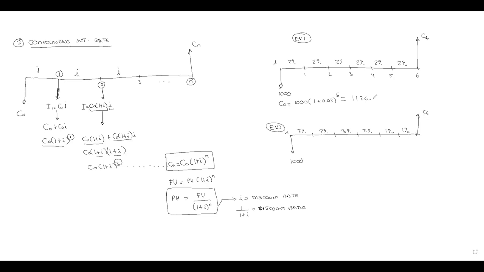Someone to confirm. That's correct. Excellent. Okay. So basically, if you save $1,000 today and you keep your money for 6 months at 2% per period, you're going to get $1,126 in 6 months. That's the idea. Okay. So now what happens if I have a change of interest rates?